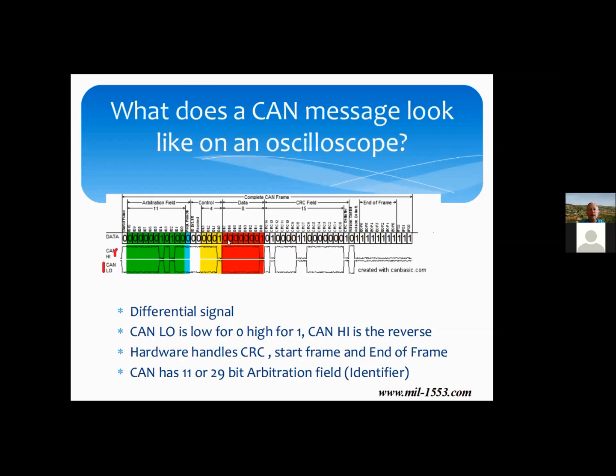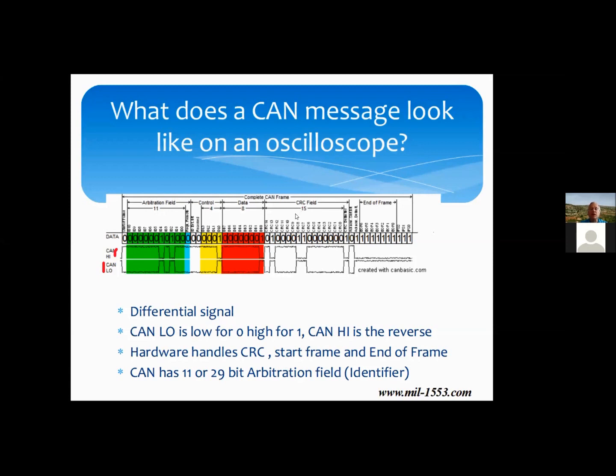Okay, so now going through the fields. These are the various fields. I go through them briefly because we're going to see them in more detail later. What you have first is what's called an arbitration field, which is also called the identifier. We'll talk about what an identifier is, but what it's for is to tell you what kind of data is following. Then you have a control field, which tells you how many bytes are following. Then you've got the actual bytes, which can be up to 8 bytes.